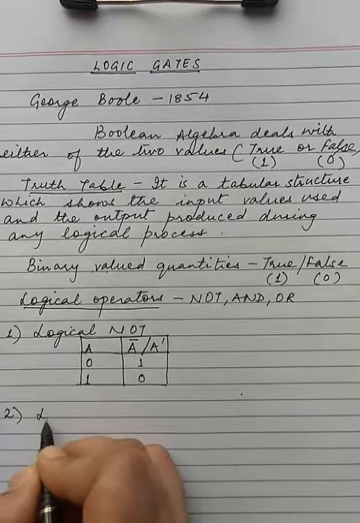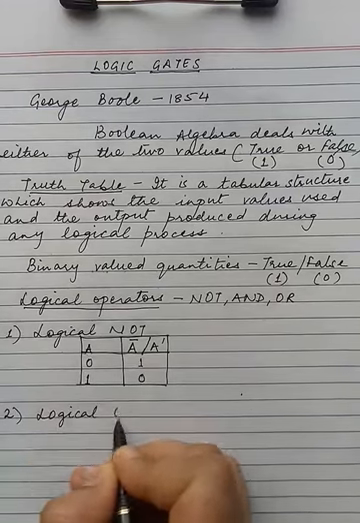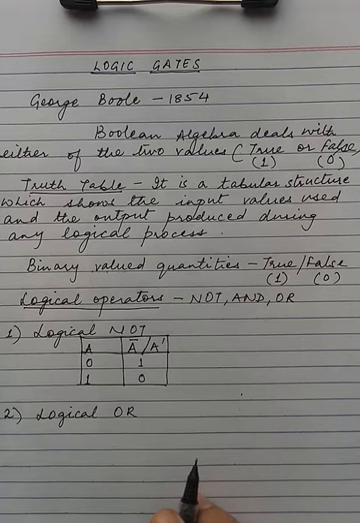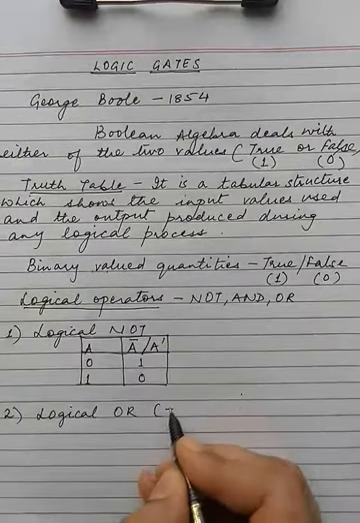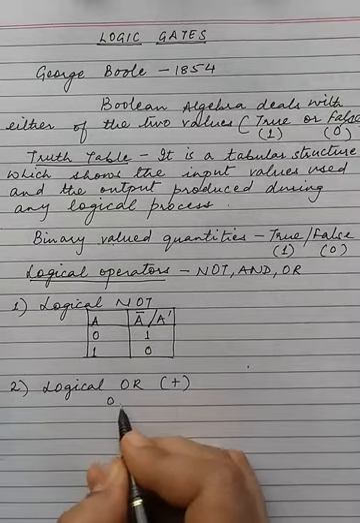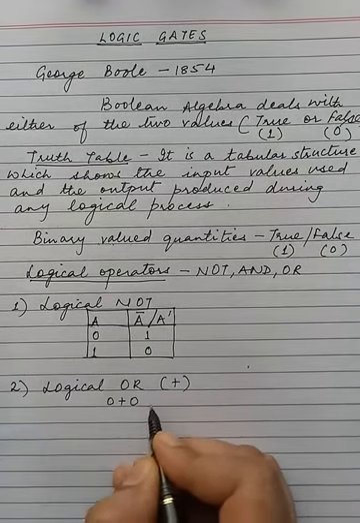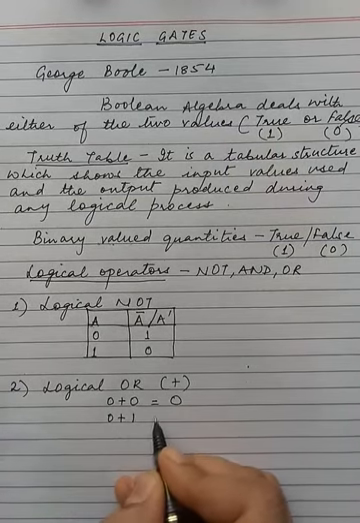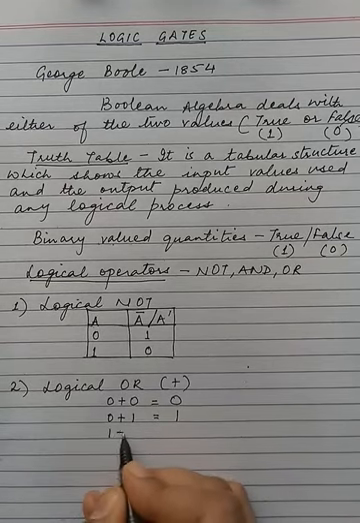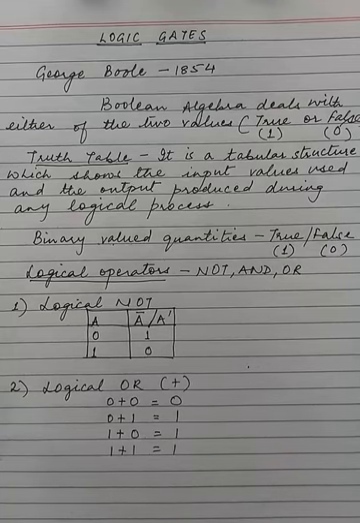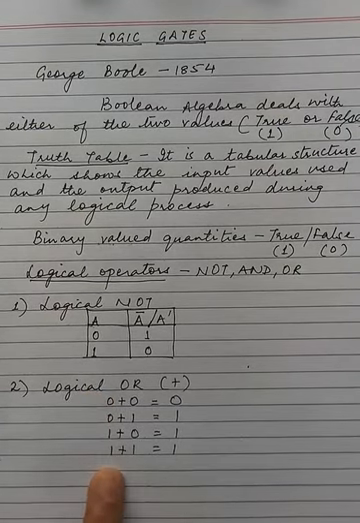Next comes logical OR. This operator results in logical addition of binary valued quantities. It is represented by a plus sign. Now, logical addition of binary valued quantities means what? When both are 0, output is 0. When the first one is 0 and the second one is 1, output is 1. When the first one is 1 and the second is 0, we get 1. And when both are 1, we get 1. This is called logical OR. It follows the addition rules.